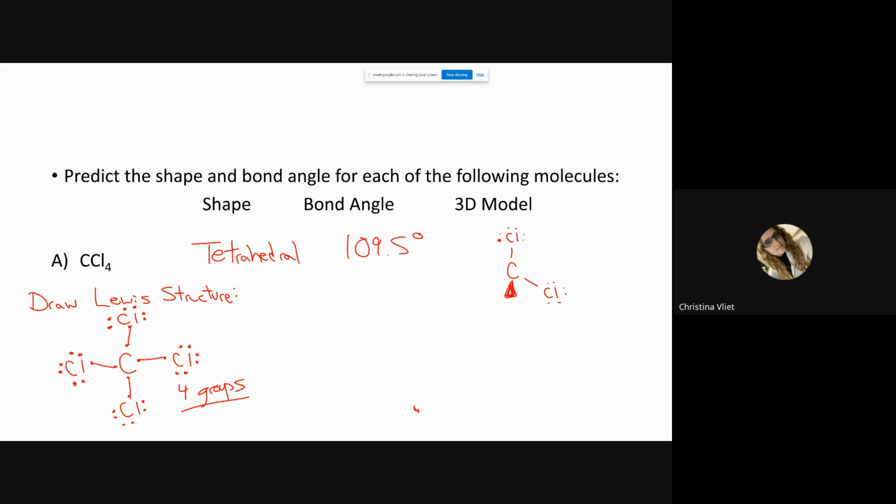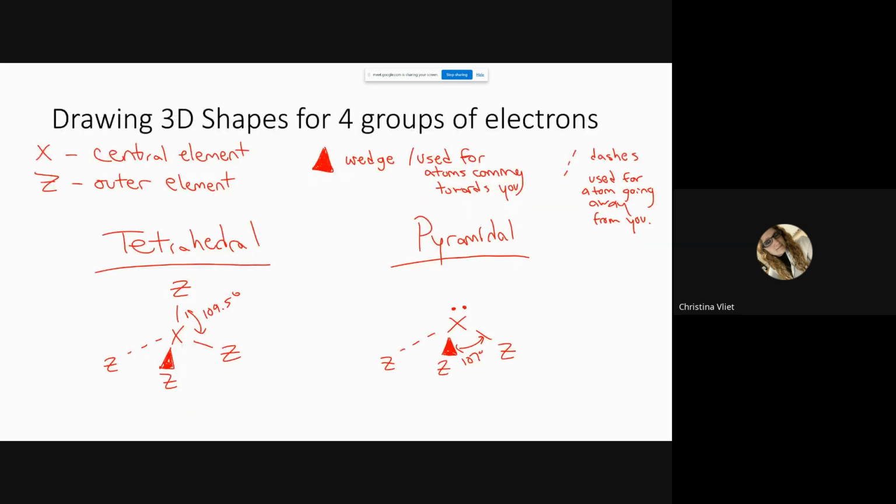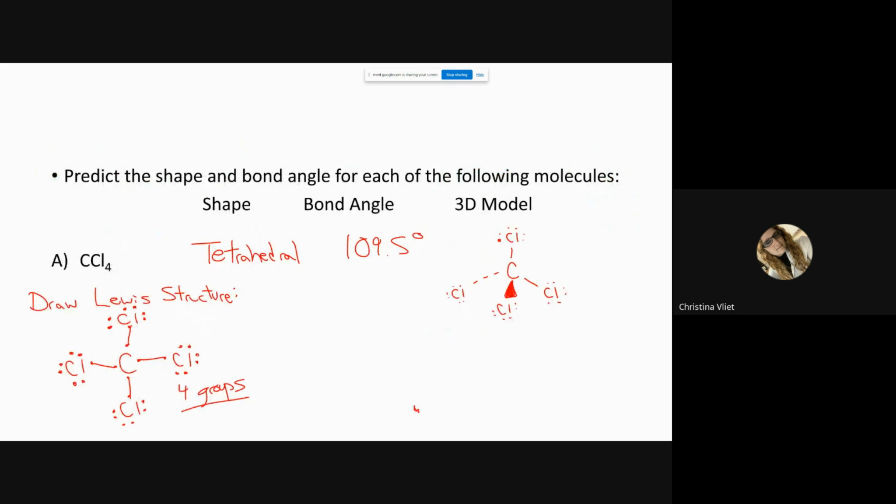Use a wedge for the bottom. That shows that one chlorine's coming out of the page towards you. And then use a dashed line for the other one. And that's how you convert it into the 3D model. Wedge for one, dash for another. It's basically following that template for tetrahedral right there. So this is what you're going to be asked. For any simple molecule with one central atom, 2 or 3 or 4 electron groups, you could be asked for the shape, you could be asked for the bond angle, and you could be asked to draw the 3D model.